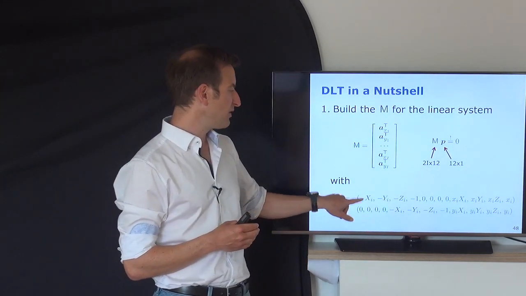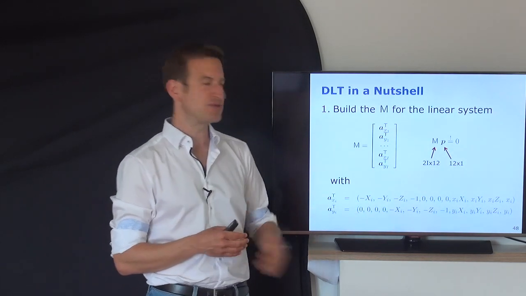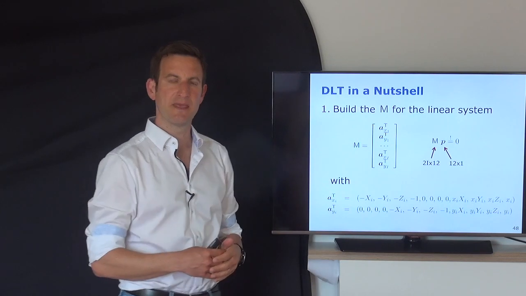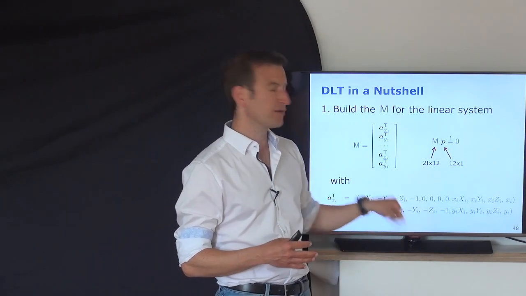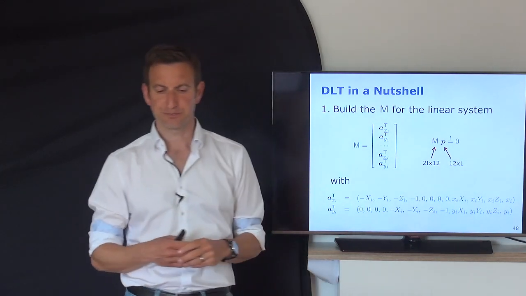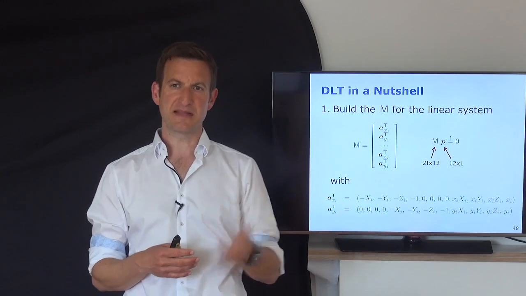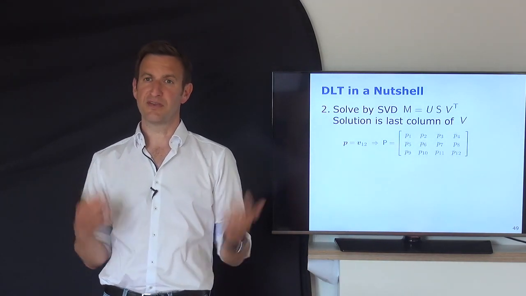So for every point, we get those two equations, which are two rows in my matrix M, and I build up my matrix M. It has at least 12 rows, but can also have more observations; at least 12 I do need. And then I need to find the null space of that matrix, which I find through singular value decomposition.